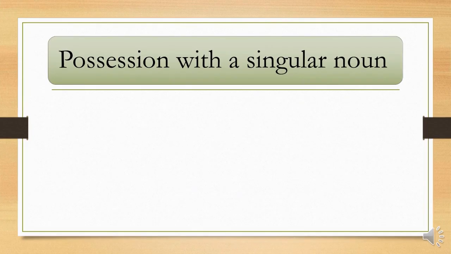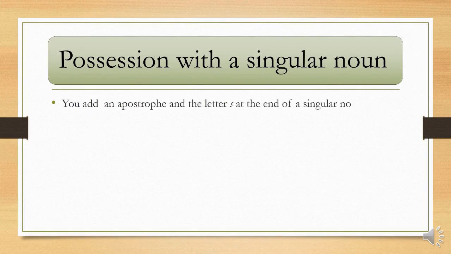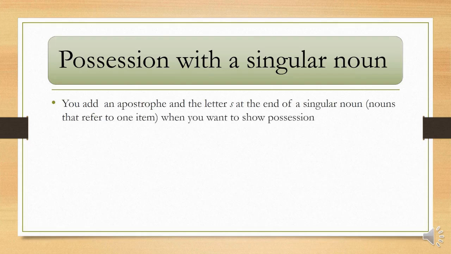Possession with a singular noun. Let us look at this. You add an apostrophe and the letter S at the end of a singular noun. Nouns that refer to one item. When you want to show possession, that is, the noun possesses something. I hope you understand that. We're talking about possession with a singular noun, and you have to understand what a singular noun is. That is, talking about something that is one, that is singular.